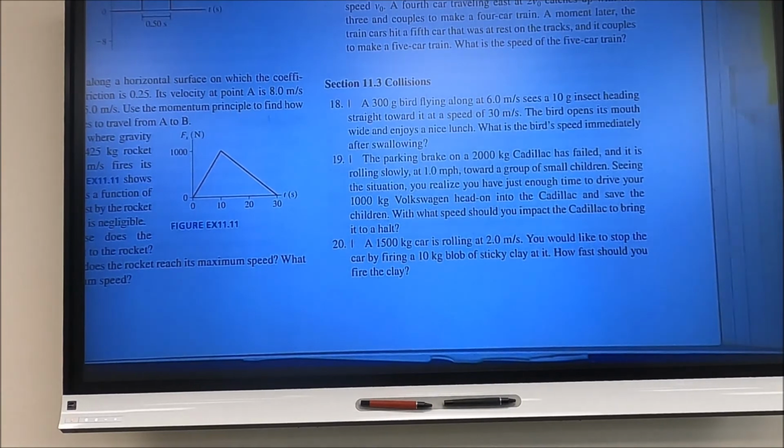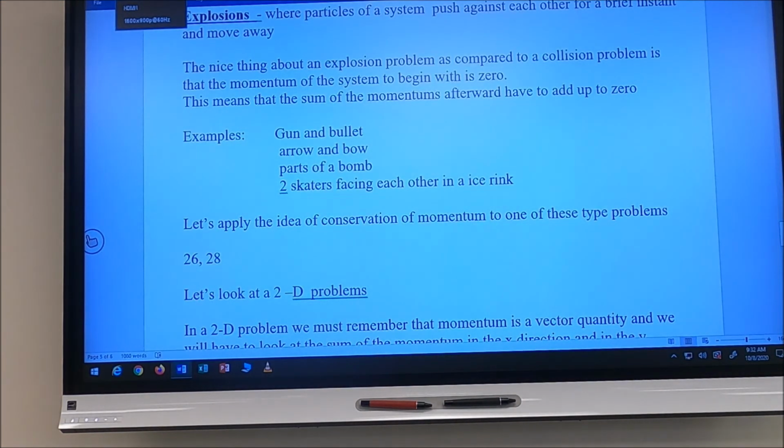Now, an explosion is where particles of a system push against each other for a brief instant in time and move away. The really nice thing about explosion problems is that the momentum initially for the system is 0. So the momentum of each object that's pushing against each other, because in the beginning they're sitting still, is 0. It's going to make the math real easy.